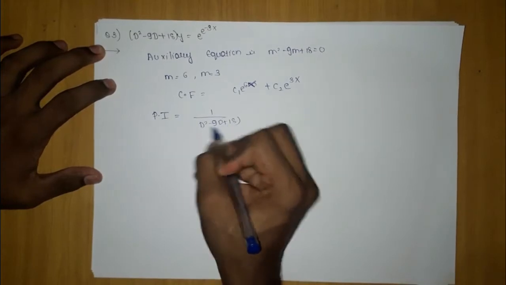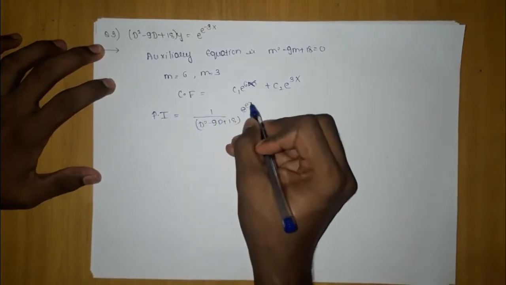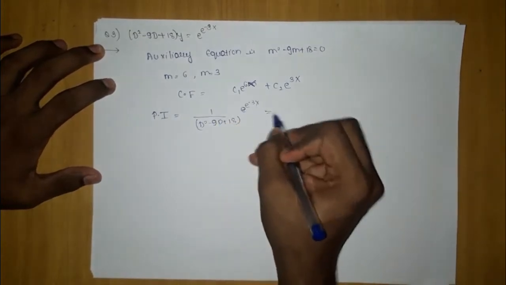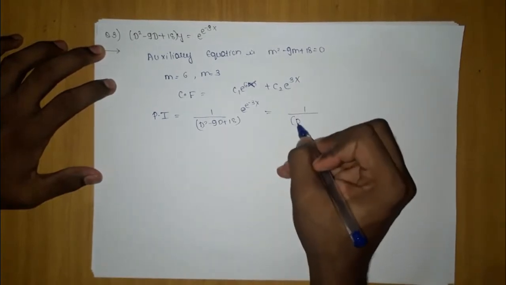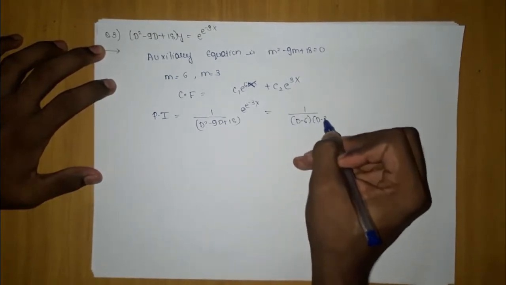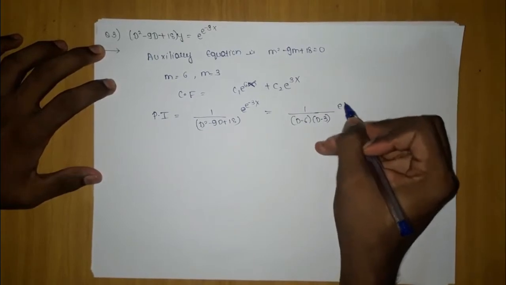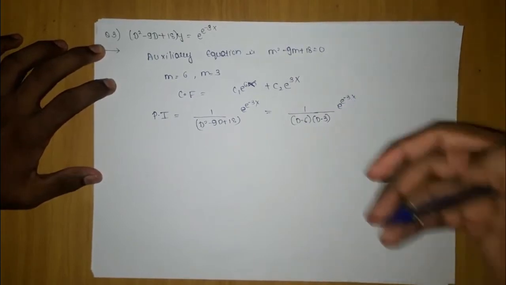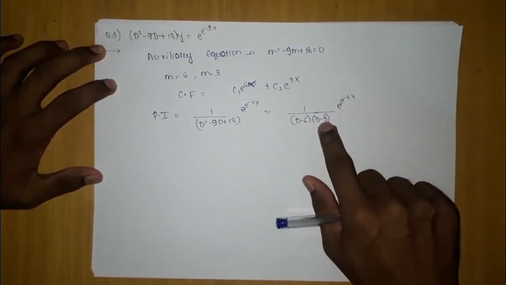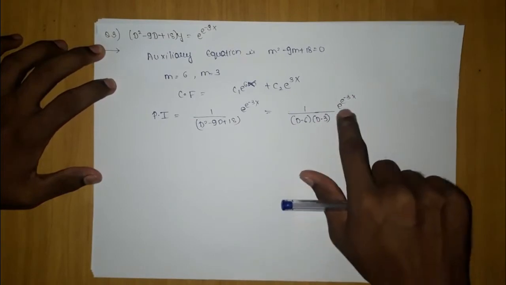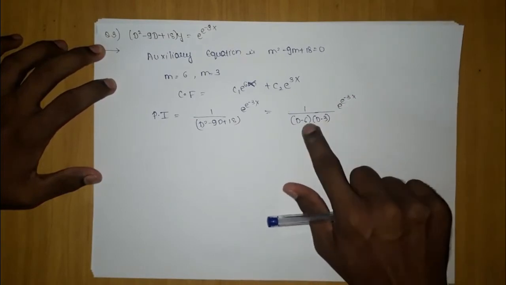18 into e to the power minus 3x, which you will write as d minus 6 and d minus 3 into e to the power minus 3x. Do you find some similarity? Yes, here it is minus 3 and here it is minus 3. So I will use the formula on these two first and then go for this.